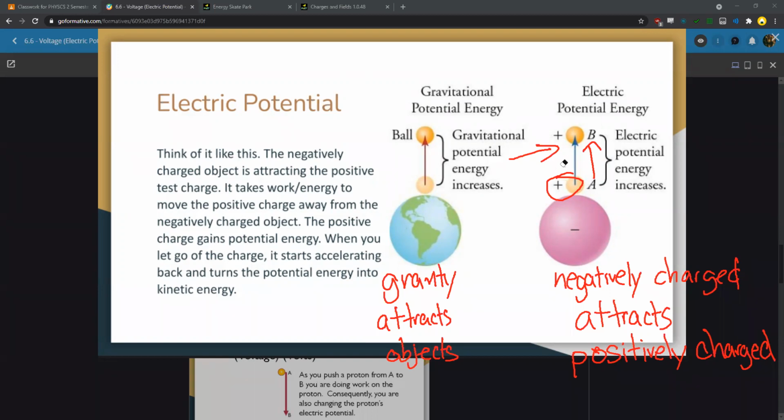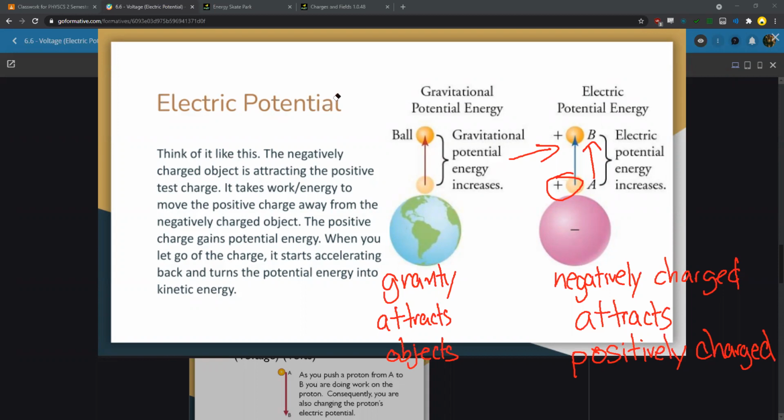Basically, you're pulling the positive charge away from where it wants to be. The positive charge wants to be near this negative charge, because they attract. But what are you doing if you're pulling the object away? You're pulling the positive charge away from where it naturally wants to be. So you're giving it electric potential. You're giving it electrical potential energy.